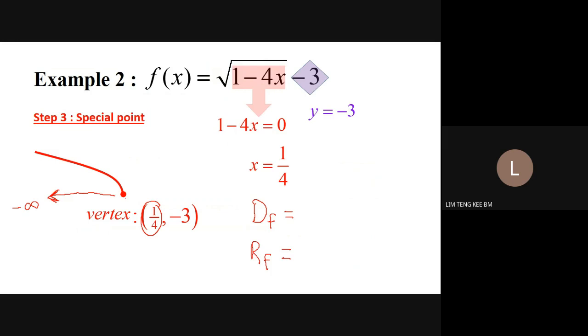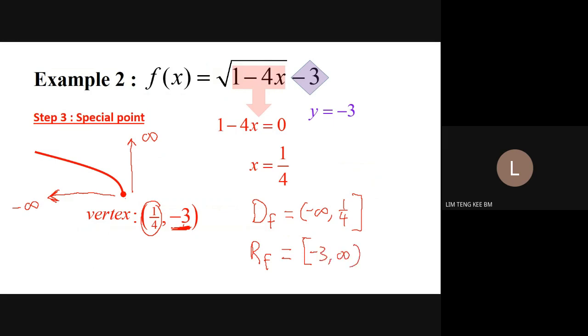Therefore, the domain will be negative infinity until 1 over 4 and include 1 over 4. Then the range, I want to see how far my graph can travel vertically. Dia boleh naik setinggi mana, turun serendah mana. So based on the reference point in the vertex here, I noticed that I can go from negative 3 all the way up until infinity. And therefore, it tells me that the range is negative 3 until infinity.